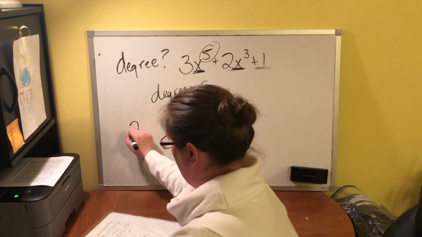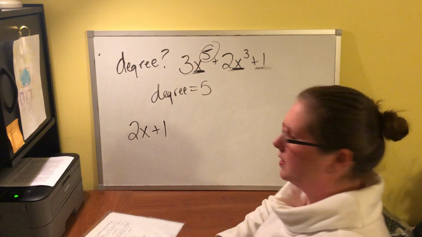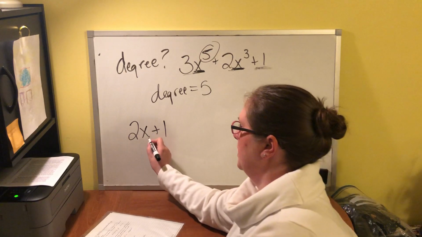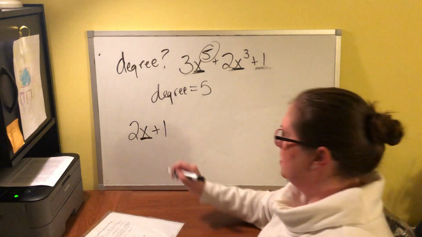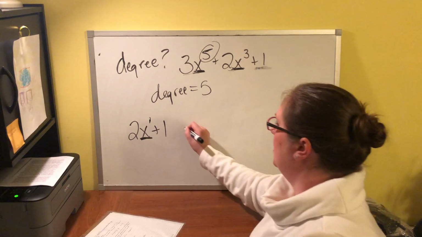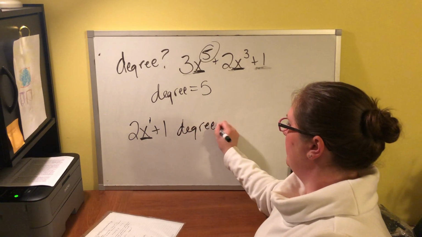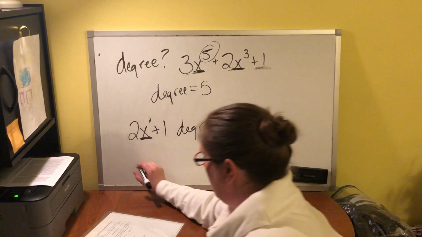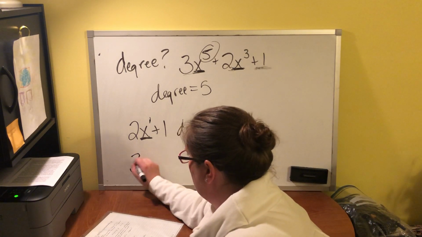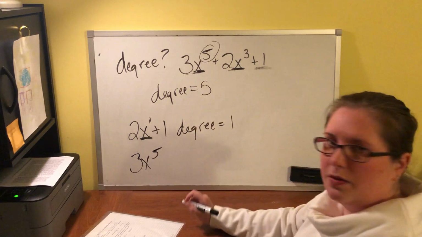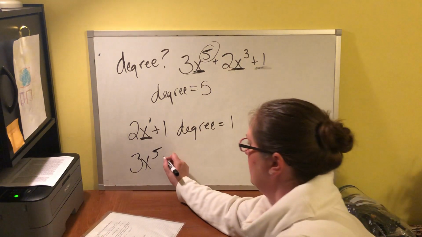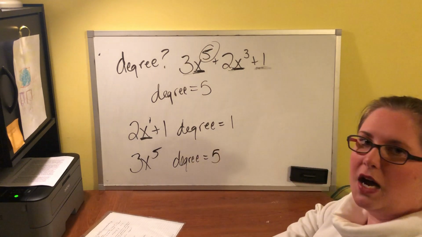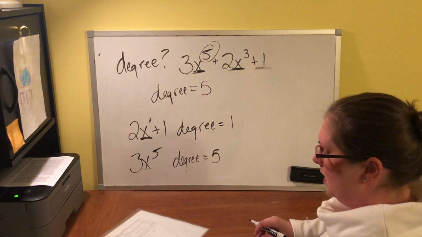Let's do a degree for another one. Let's look at 2x plus 1. Find the variable. I have an x. I don't have anything else going on. So what's the exponent? Well, if it's just x, it has to be a 1. So the degree for this problem is 1. Okay, that's it. If we were given a monomial, 3x to the 5th, our degree is the exponent. It's 5. Okay, that's all.